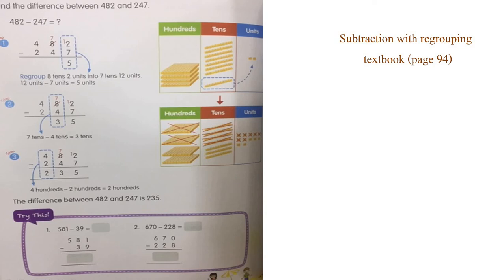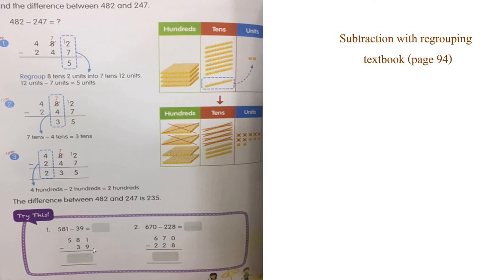Okay, so we stack them up. Start with the ones place, always start with the ones place, go to the next place if you don't have enough, and borrow and regroup until you subtract or finish the equation. Now we want to try these exercises over here. I have 581 and 39. We stack them up: units, tens, and hundreds.